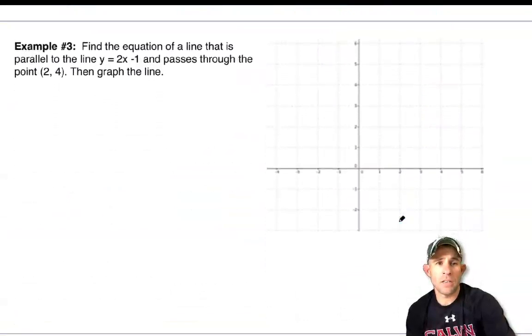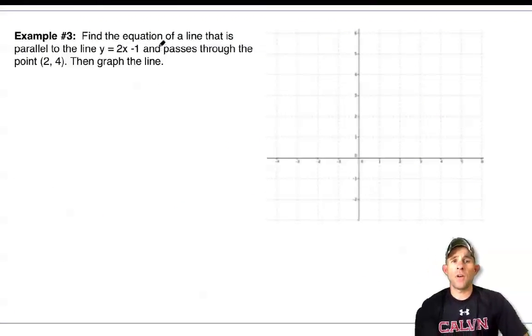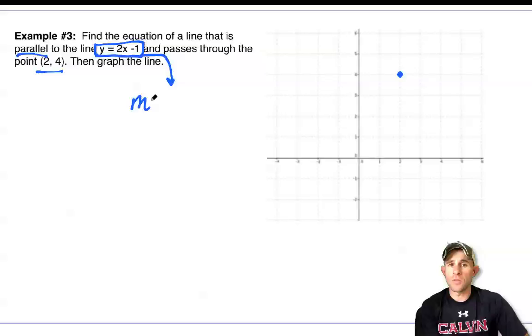All right, let's take a look at example 3. It says find the equation of a line that is parallel to the line with y equals 2x minus 1 and passes through the point 2, 4. All right, so I'm going to go out into my coordinate plane. I'm going to plot that point 2, 4. Here it is. And I know that the equation I want to write has to have a slope of 2.